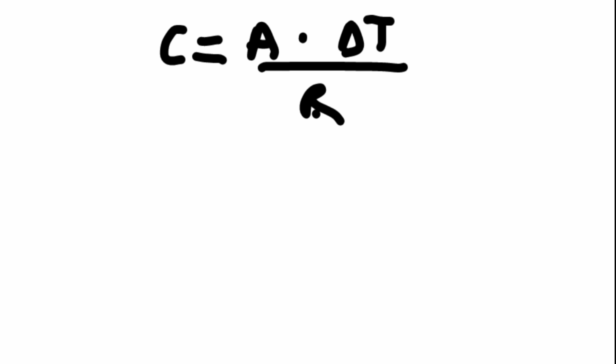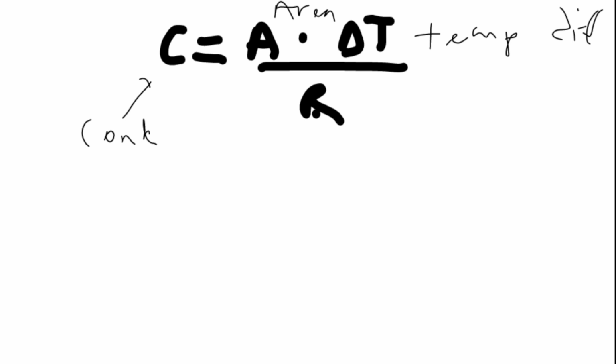Take a look at this formula. Here it is. C equals A multiplied by your delta T divided by R. In this formula, C represents your conduction. A represents your area, and the delta T, of course, we talked about is your temperature differential, how much the temperature is different. R, in this case, is your thermal resistance, and is often referred to as the R value.